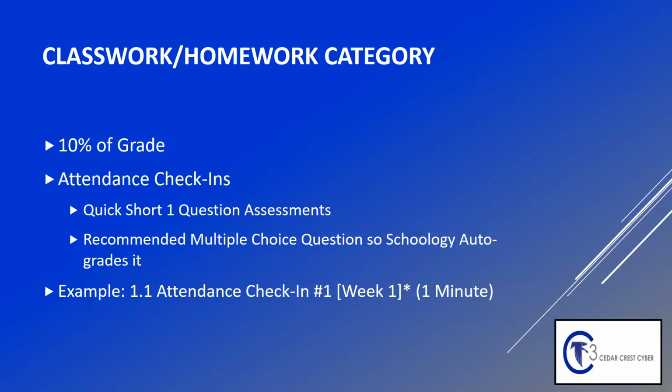And then as an example, I put 1.1 attendance check-in number 1, and then in brackets I put week 1 with a little asterisk. All right, so the label of this is kind of long, but ultimately this just means this check-in is taking place in Unit 1, Lesson 1. It's clearly marked as an attendance check-in, and then I just put week 1 in brackets so that way it's easy for you as the teacher to tell, all right, this is the week that I'm supposed to be keeping track of for that one.